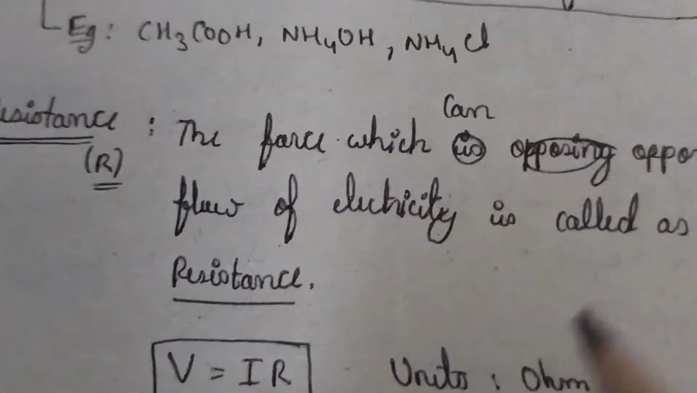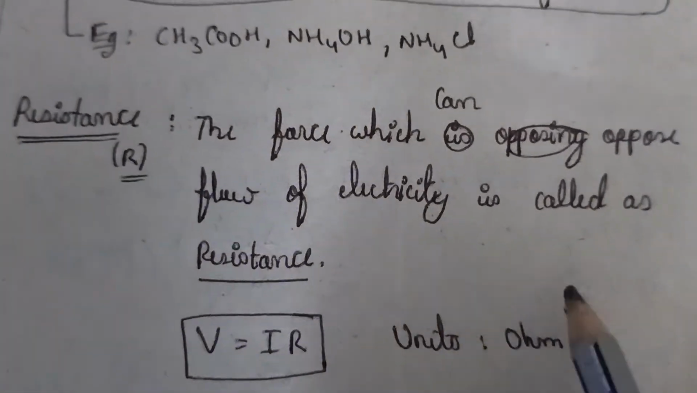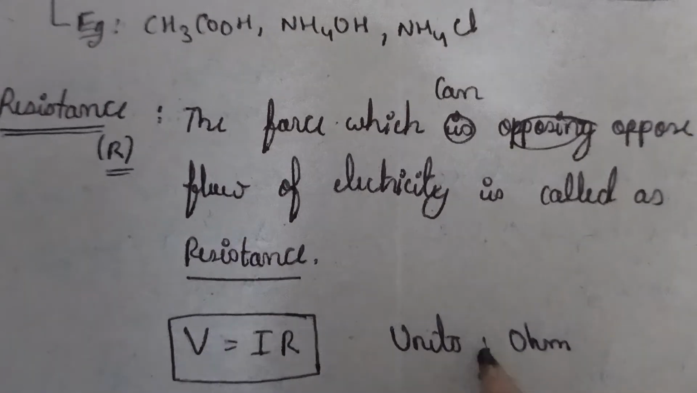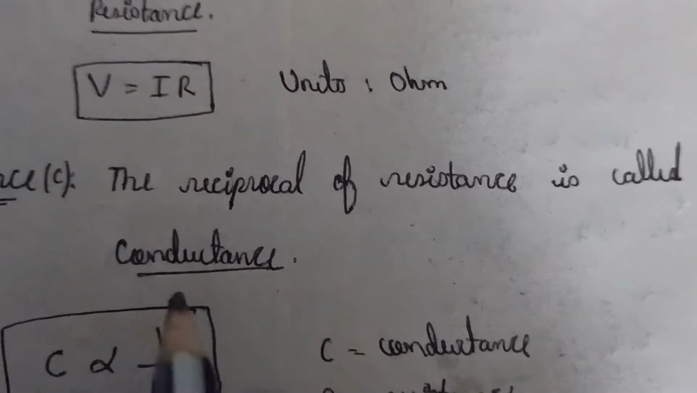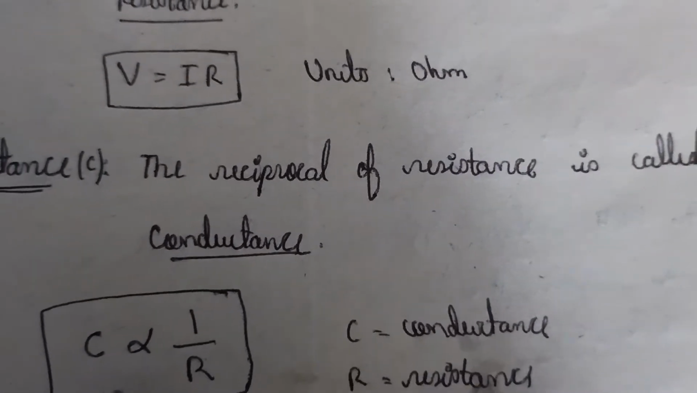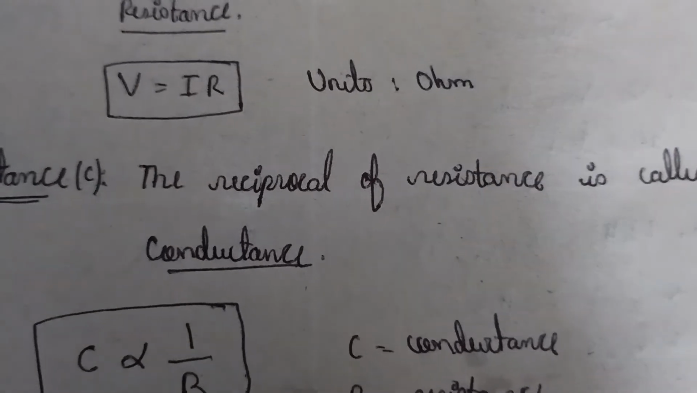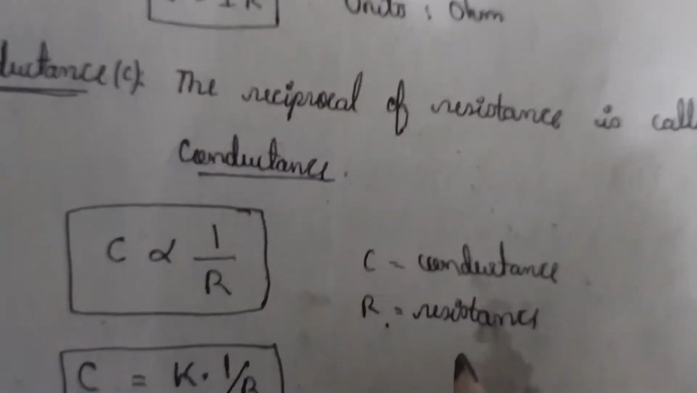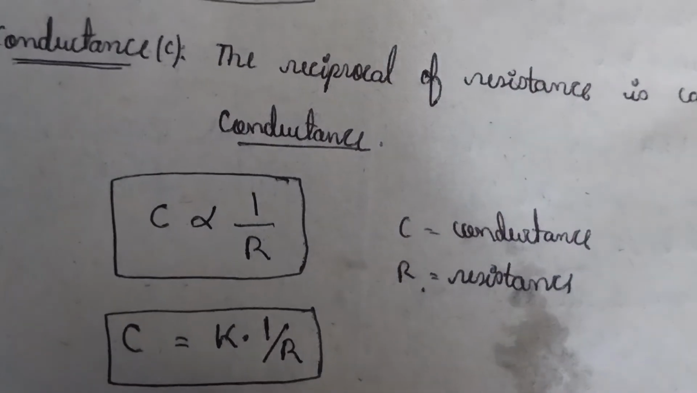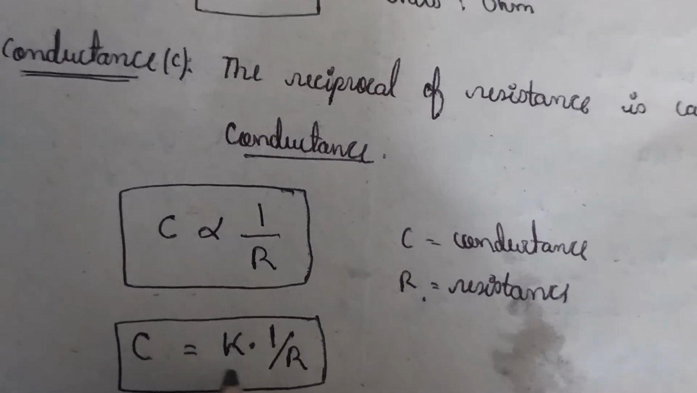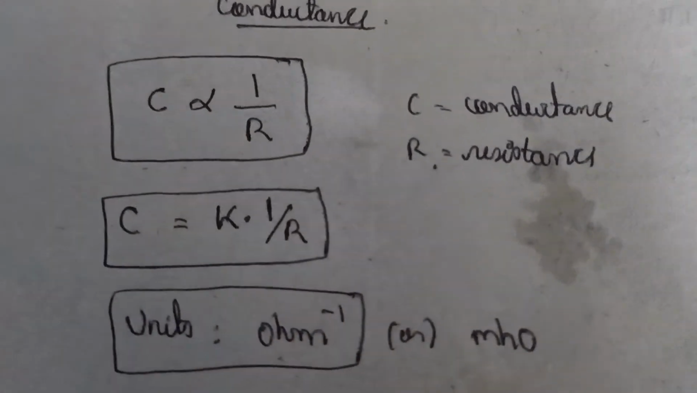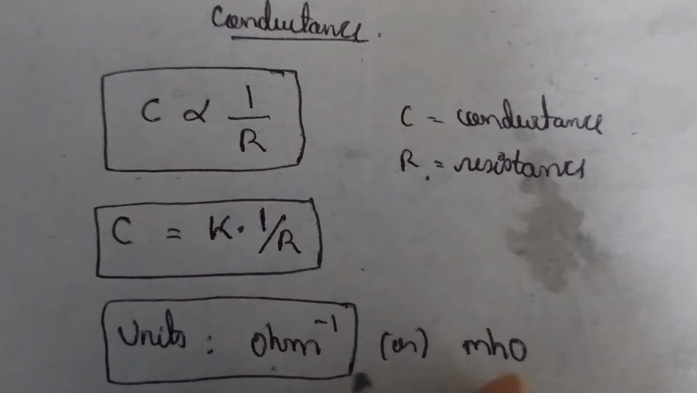And resistance. What is resistance? The force which opposes the flow of electricity is called resistance, and V equals IR is the formula, and the unit is ohm. Conductance, the reciprocal of resistance, is called conductance, that is C. Conductance is proportional to 1 by R, or C is inversely proportional to R, where C is conductance and R is resistance. Therefore, introducing a proportionality constant, C equals K into 1 by R, where K is called the specific conductance. And here the units are ohm inverse or mho.